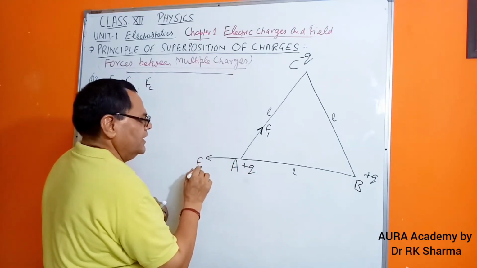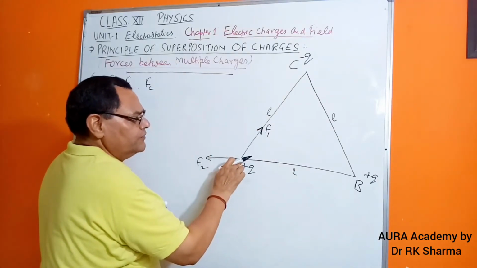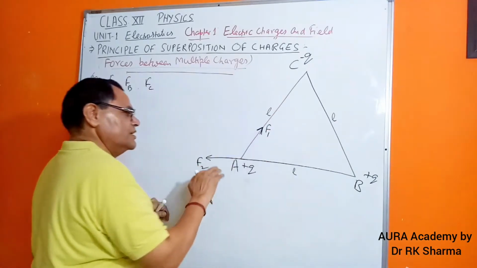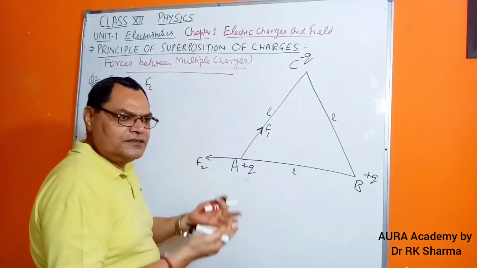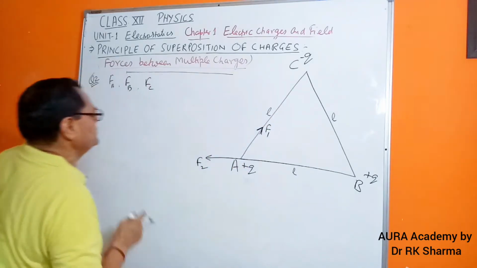So say it is F2. The net force at A will be the sum of these two. But we have to again do the vector addition of these two forces. As far as these values are concerned, it is easy.